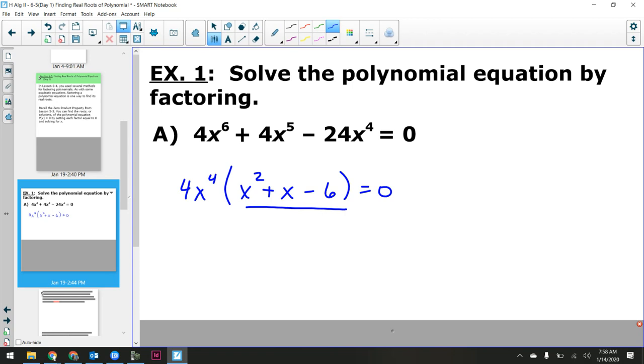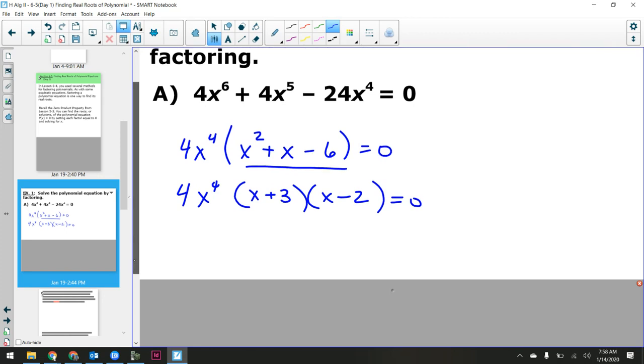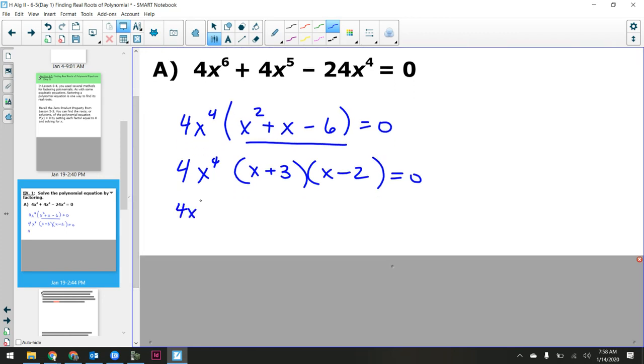Keep factoring. What does that factor into? Factors of negative 6 that add to positive 1: 3 and negative 2. So x plus 3, x minus 2. Don't forget about the 4x to the 4th sitting out there on the end, still all equal to 0. Is this fully factored down now? Yes. Once it's factored down, you can set those things equal to 0 and solve each little equation: 4x to the 4th equals 0, x plus 3 equals 0, x minus 2 equals 0.